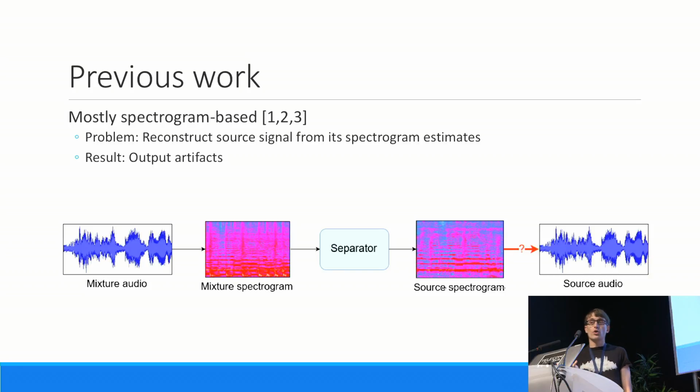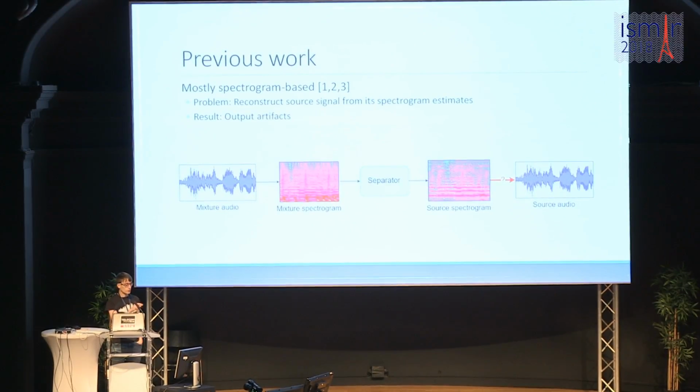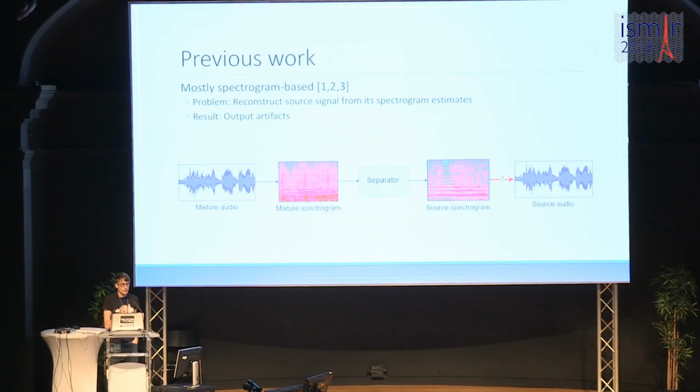Previous work has been almost exclusively based on spectrogram representations, meaning we take the mixture audio signal and convert it to a spectrogram. Then that spectrogram gets fed into a separation model, which then outputs a source spectrogram estimate. As a last step, we need to convert the spectrogram to an audio signal. And this is the problematic step, since we don't have a matching phase and we need to reconstruct it approximately, which tends to result in output artifacts.